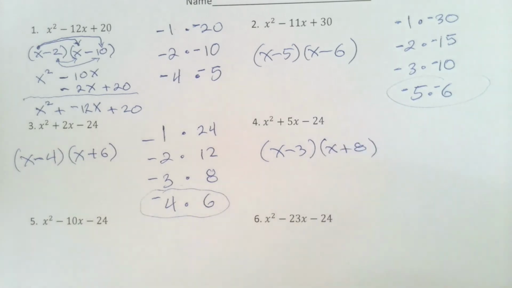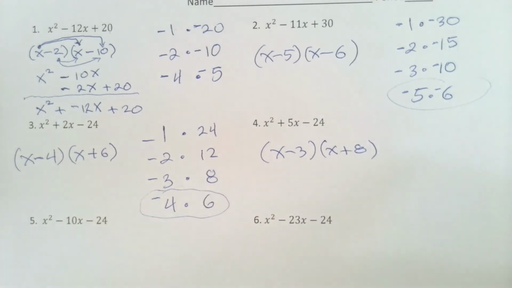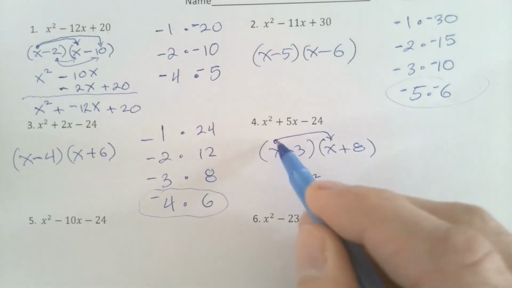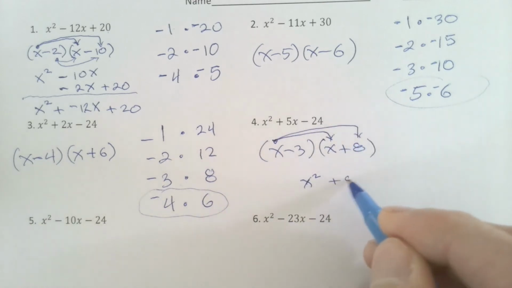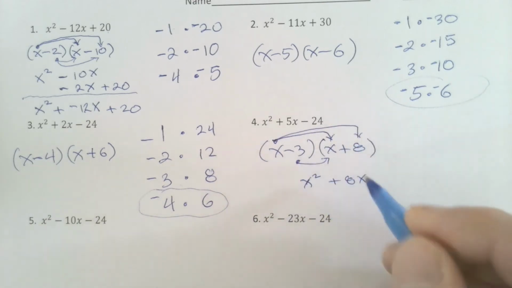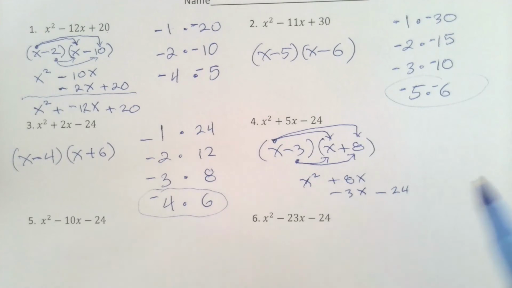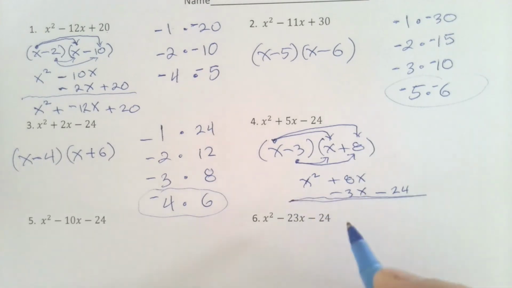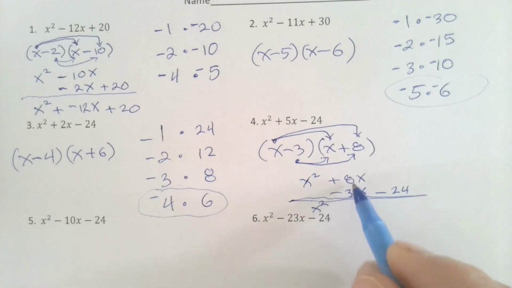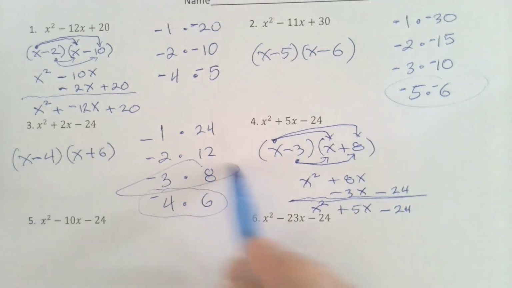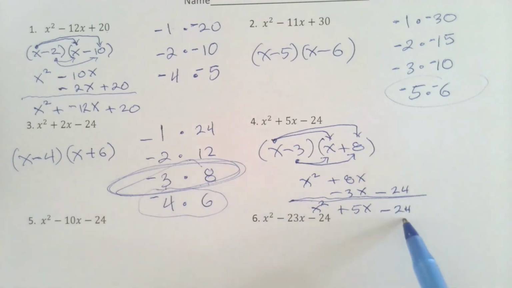Let's check our work again and make sure that this really is valid. So I distribute x times x, x times 8, negative 3 times x, and negative 3 times 8. And here's the totals. I get x squared here. I get 8 minus 3 is 5, positive 5, which is what I wanted, and I get negative 24 on the end. So quite literally, these are the two numbers that help me multiply to make negative 24, but add to make positive 5.